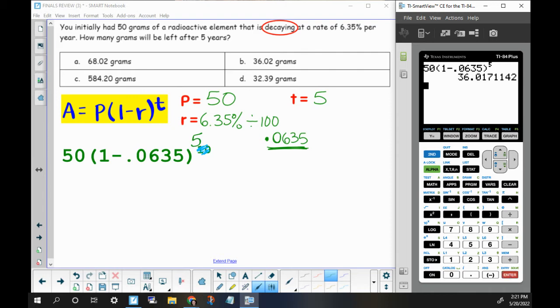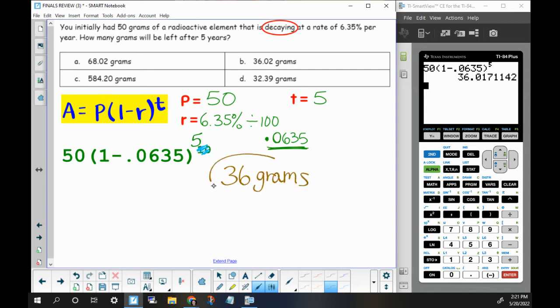Nice. All right, 36.01. So we can say our answer here is 36 grams. That's how much we're left with.